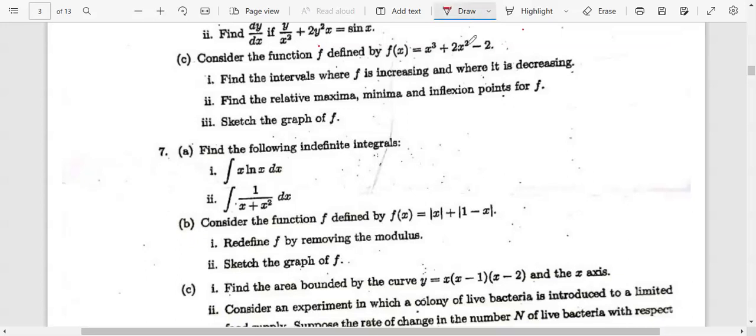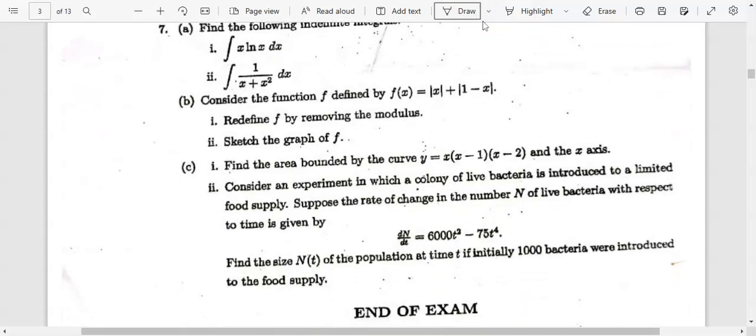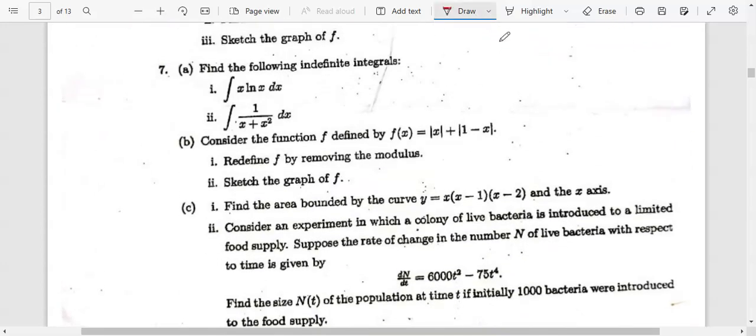Question number 7. Find the indefinite integral of natural log of x. Now, when you have a product of two functions and they've got the same power, like here we've got x and we've got natural log of x, the only method you have, the best method you have, is integration by parts. Integration by parts has another simple formula, which we call the tabular method. So the tabular method is that simple.